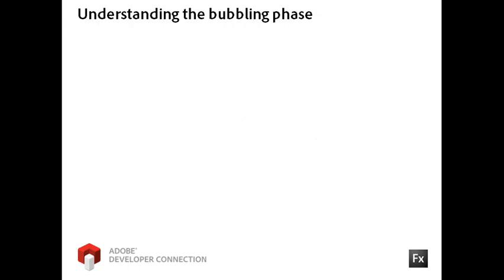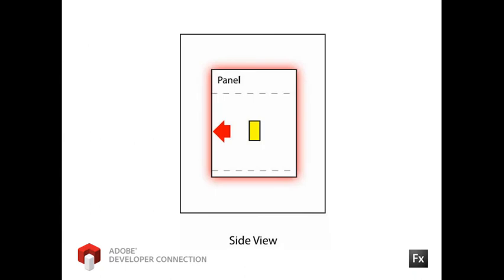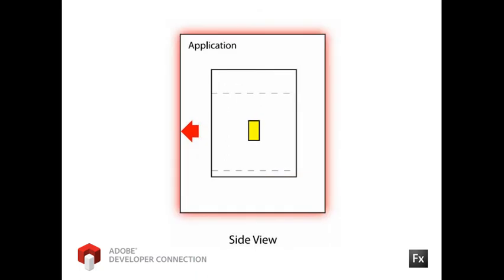The bubbling phase of event propagation is the third and last phase. After the target object is checked for event listeners, the application will check all of the parent or ancestor containers for listeners that are registered to this phase. The bubbling phase is the opposite of the capturing phase and checks for listeners from the direct parent ancestor of the target object to the outermost ancestor. In my example, bubbling starts at the panel container and continues outward until it reaches the main application container.